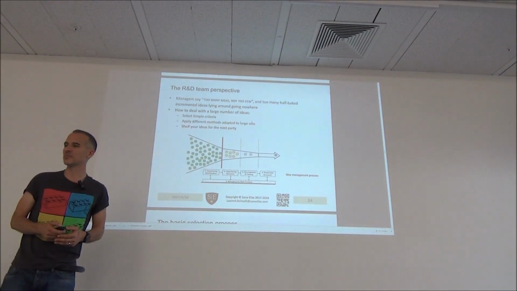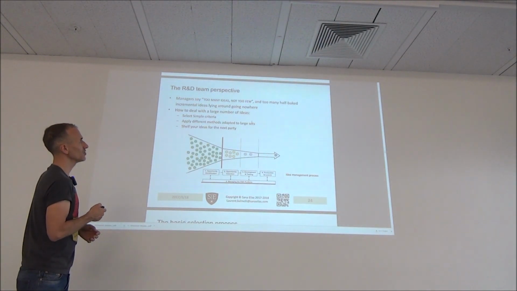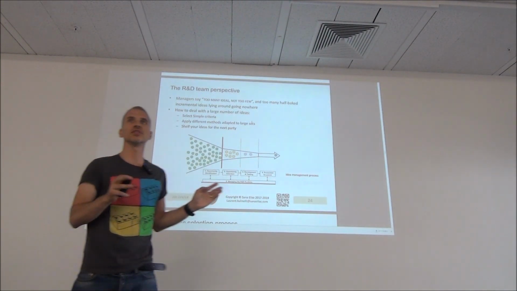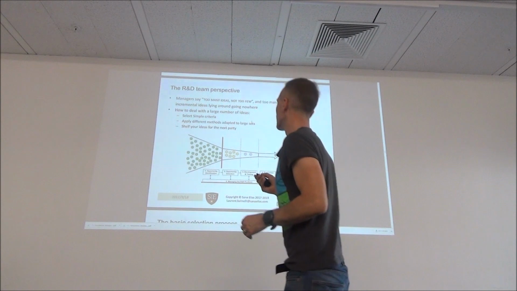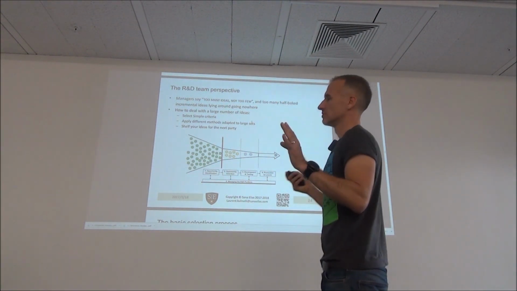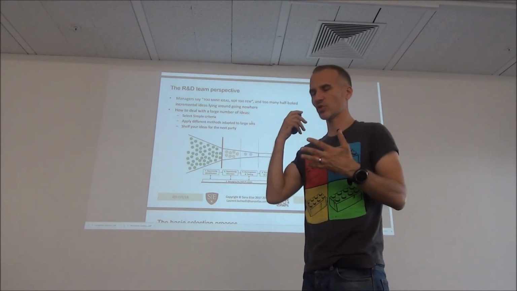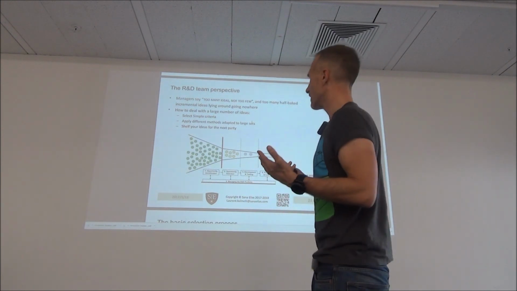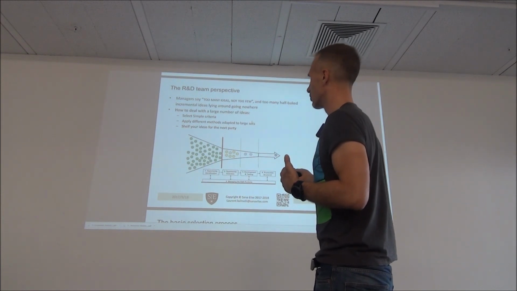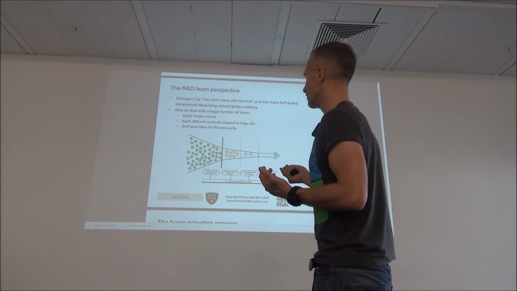Now, from the R&D team perspective, we always say there are too many ideas, not too few. That's fine, it's actually a good thing. But there might be too many half-baked ideas. That's normal. You will try to think of all the things you can and clutter this first part of the funnel with a bunch of ideas. And sorry, there's a typo here.